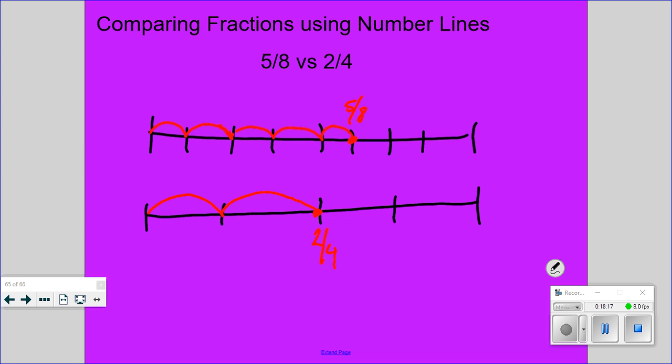All right, what'd you figure out? Clayton, what'd you figure out? They are not equivalent. They're not equal. And 5/8 is greater than 2/4. You could also say that 2/4 is less than 5/8. The 2/4 looks like it's in the middle. What did it look like?